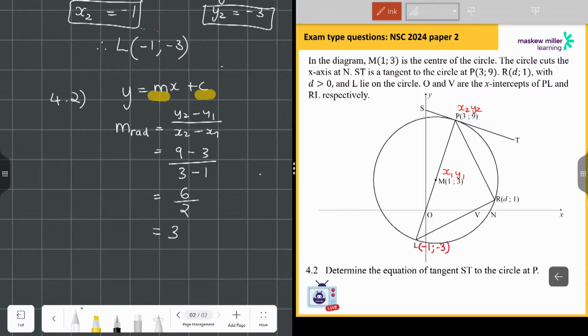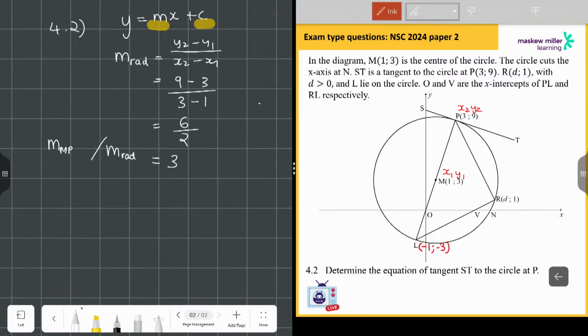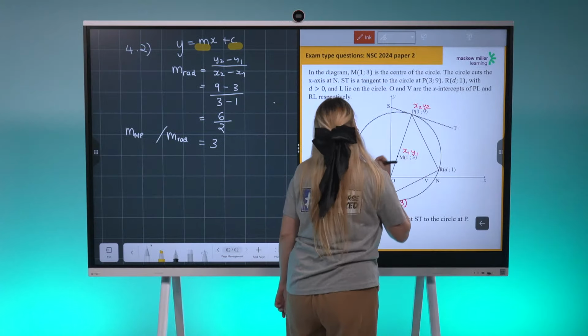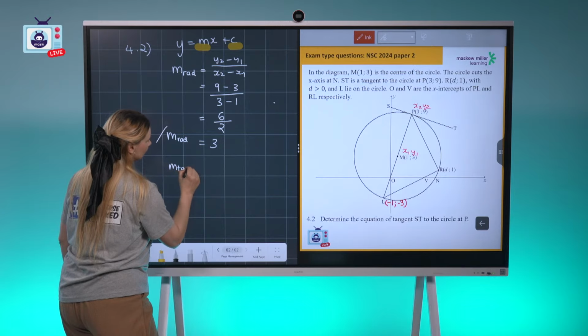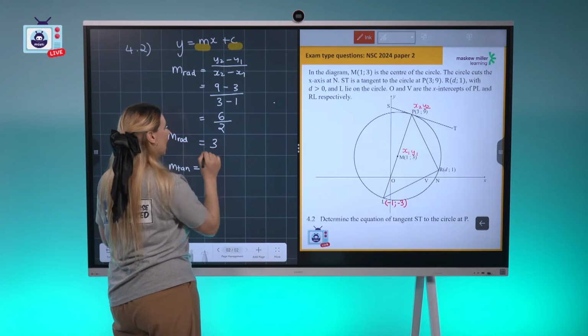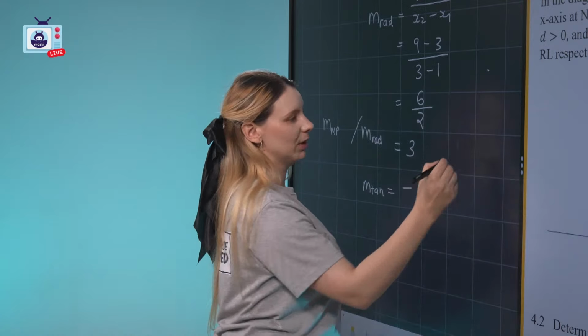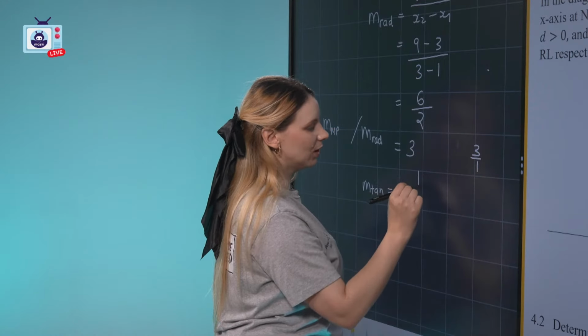So that means that the gradient of my radius, I'm writing mrad, but you can write it as mp, because it actually is from M to point P. It is the gradient of the radius. Now that I have the gradient of the radius, the gradient of ST, which is my tangent, should be m tan, and remember it's the opposite sign, so it'll be negative because that's a positive, and you swap the numerator and denominator. So if this is 3 over 1, then my gradient of my tangent will be negative 1 over 3.